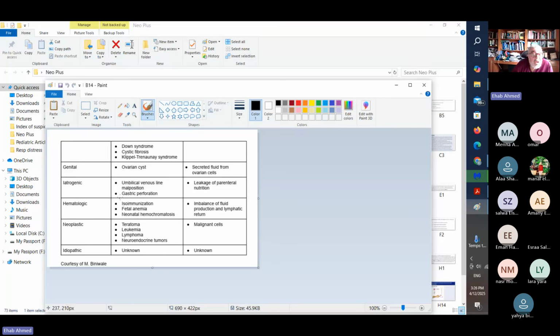Or iatrogenic, hematologic, in case of immune hydrops, or neoplastic because of malignant cells in the peritoneum, or idiopathic. Sometimes you don't find a reason.